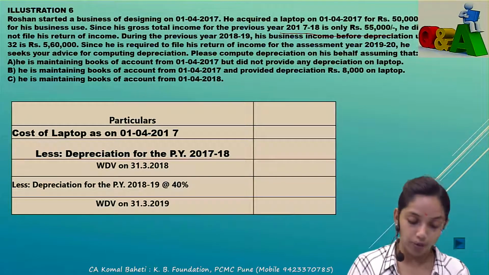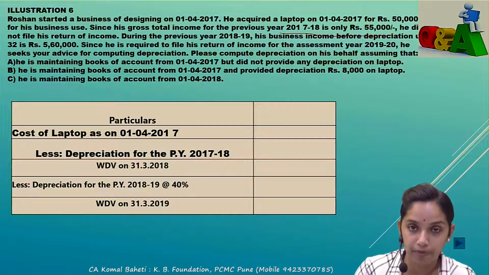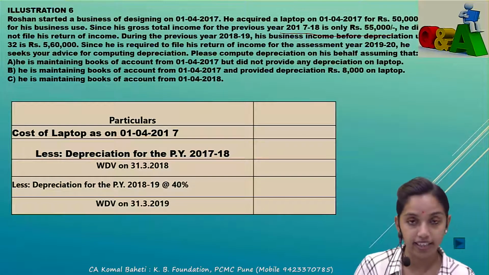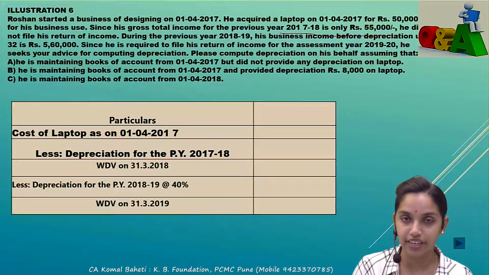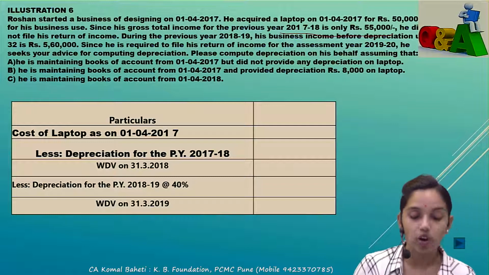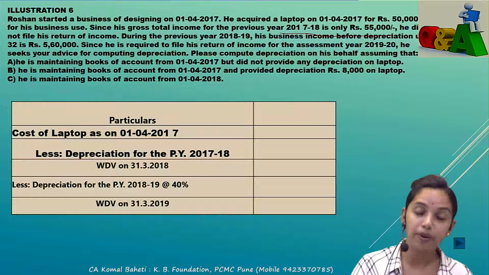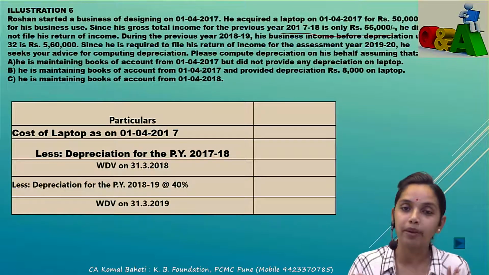So now he wanted to ask you, please compute the depreciation on his behalf, assuming the following three scenarios. The first scenario is maintaining the books of accounts from the 1st of April itself. That means from when he started the business in 17-18, he had been maintaining the books of account, but he did not claim the depreciation. Correct? Second, he is maintaining the books of account, but he had claimed the depreciation of only 8,000, and the last is that he does not maintain the books of account at all.